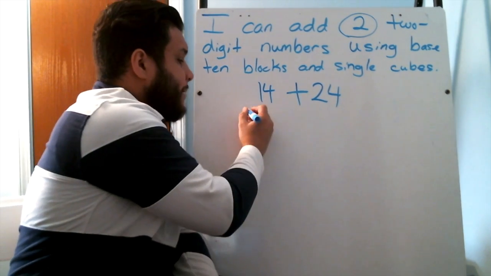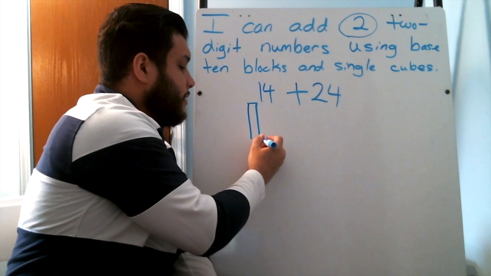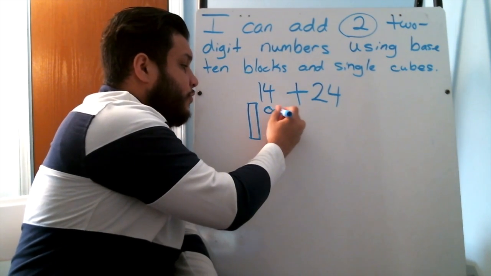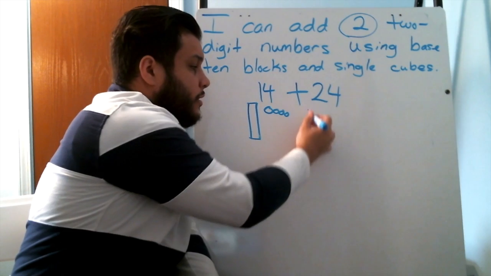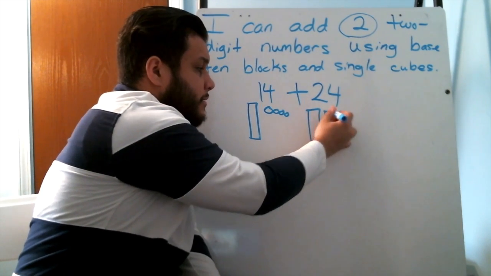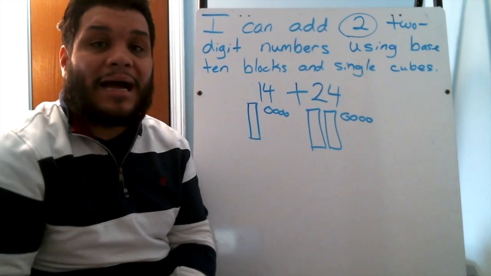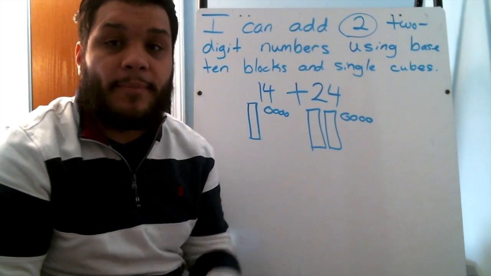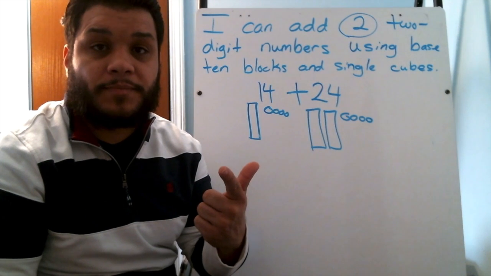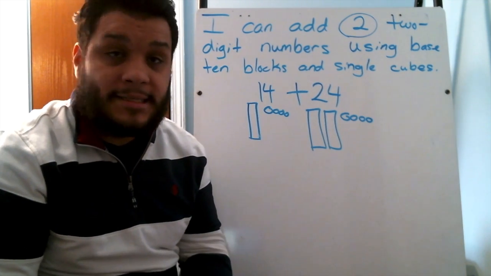So I'm going to use this example. I have 14, so that means 1 ten and 4 ones. And I have 24, 2 tens and 4 ones. Which will we count first? My tens or my ones? I will count my tens.